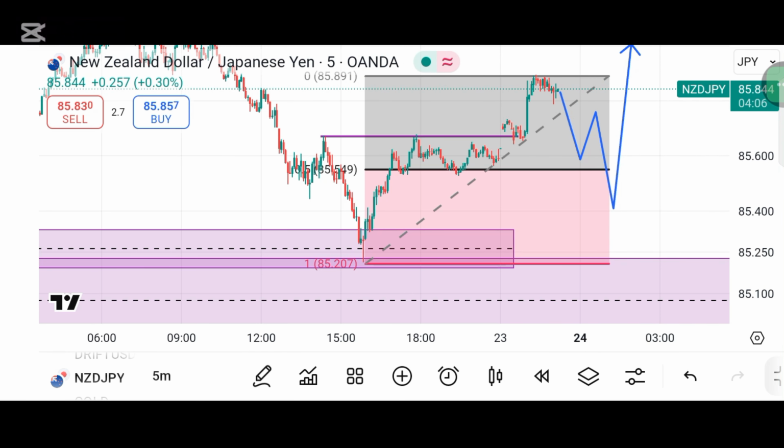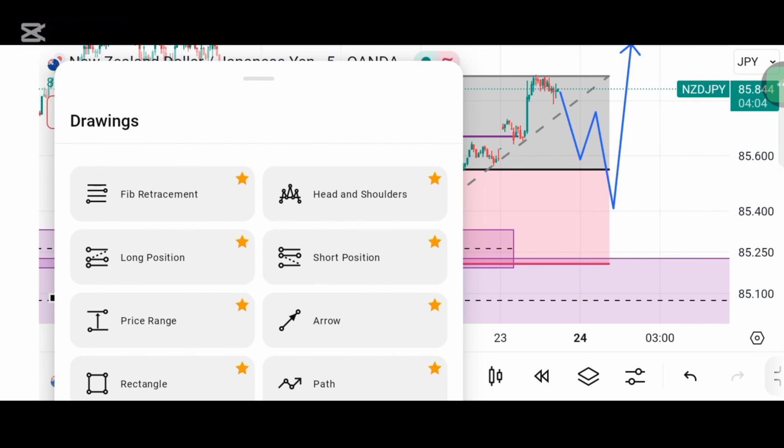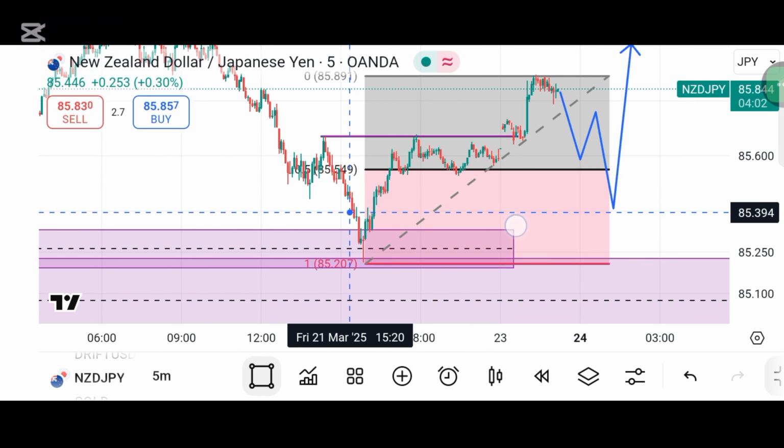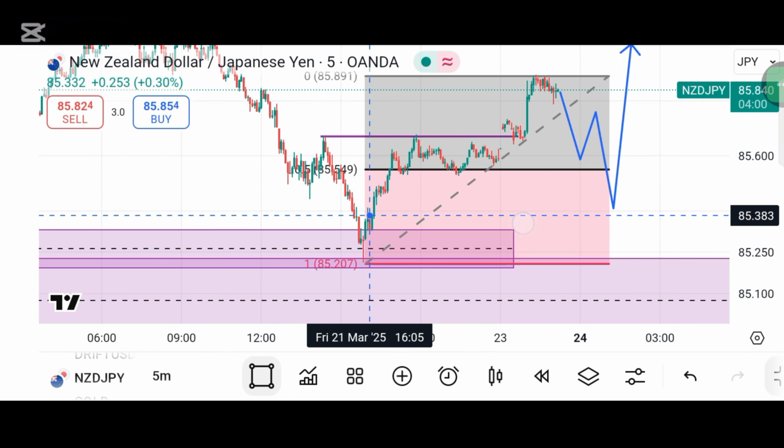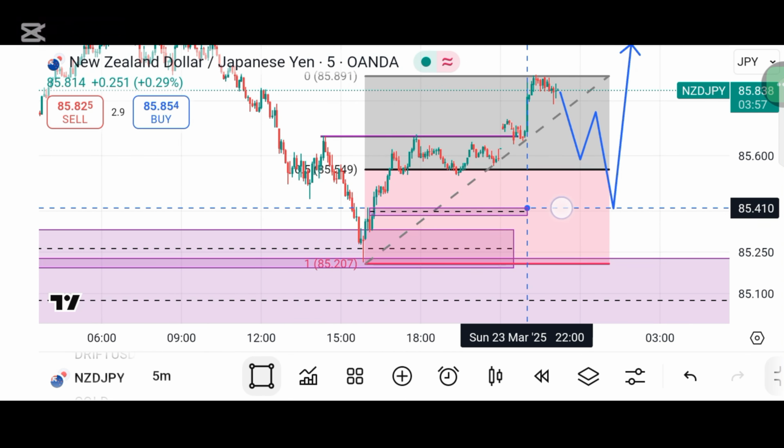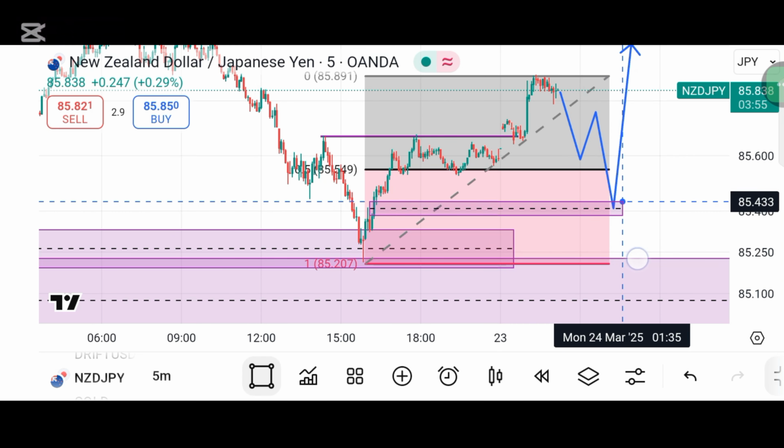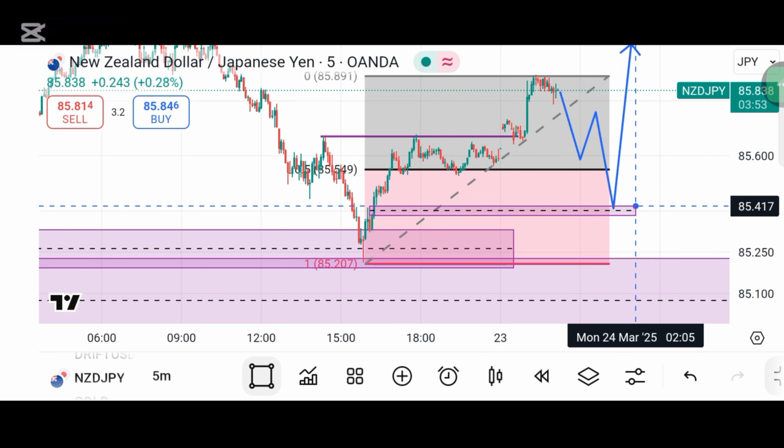Now why do I even stop at this level? Look here, we have a fair value gap, an FVG. I've talked about FVG in my other videos. If you want to understand what FVGs are, you just have to go back to those videos so that you can learn more on FVG.